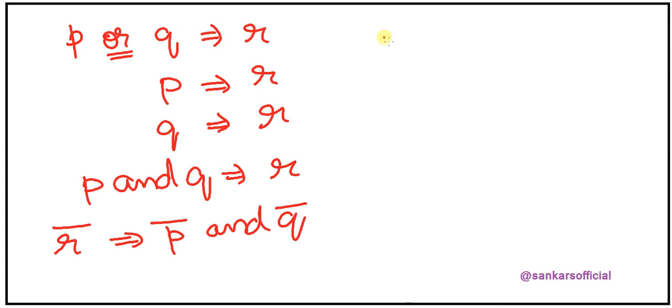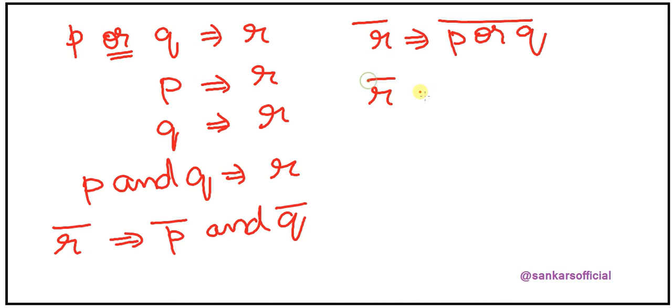If I swap and negate it, then I will get the negation. So if I swap the position, it becomes R implies P or Q. Then I negate it, and it becomes R bar implies (P or Q) the whole bar, that is R bar implies P bar and Q bar. So this is one case that you have to note.